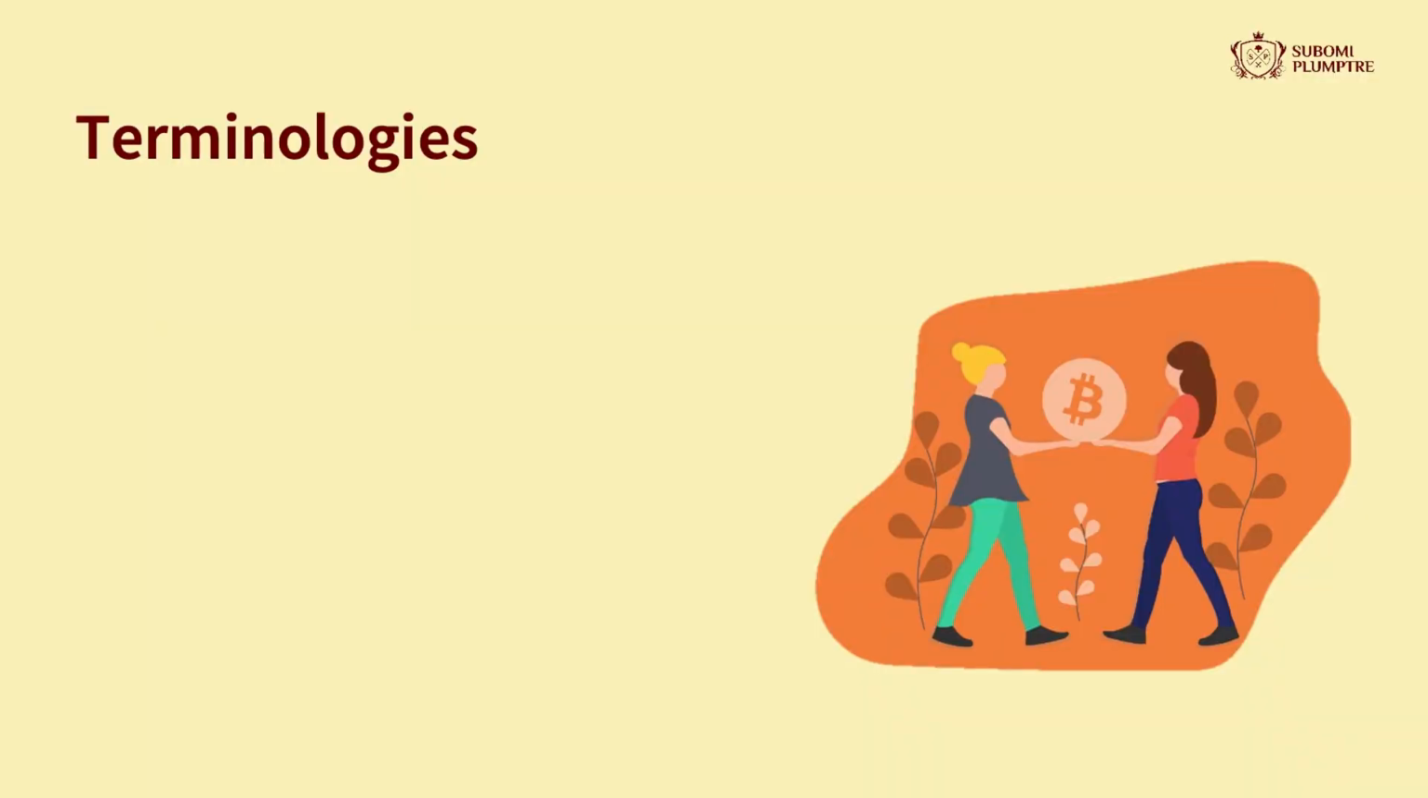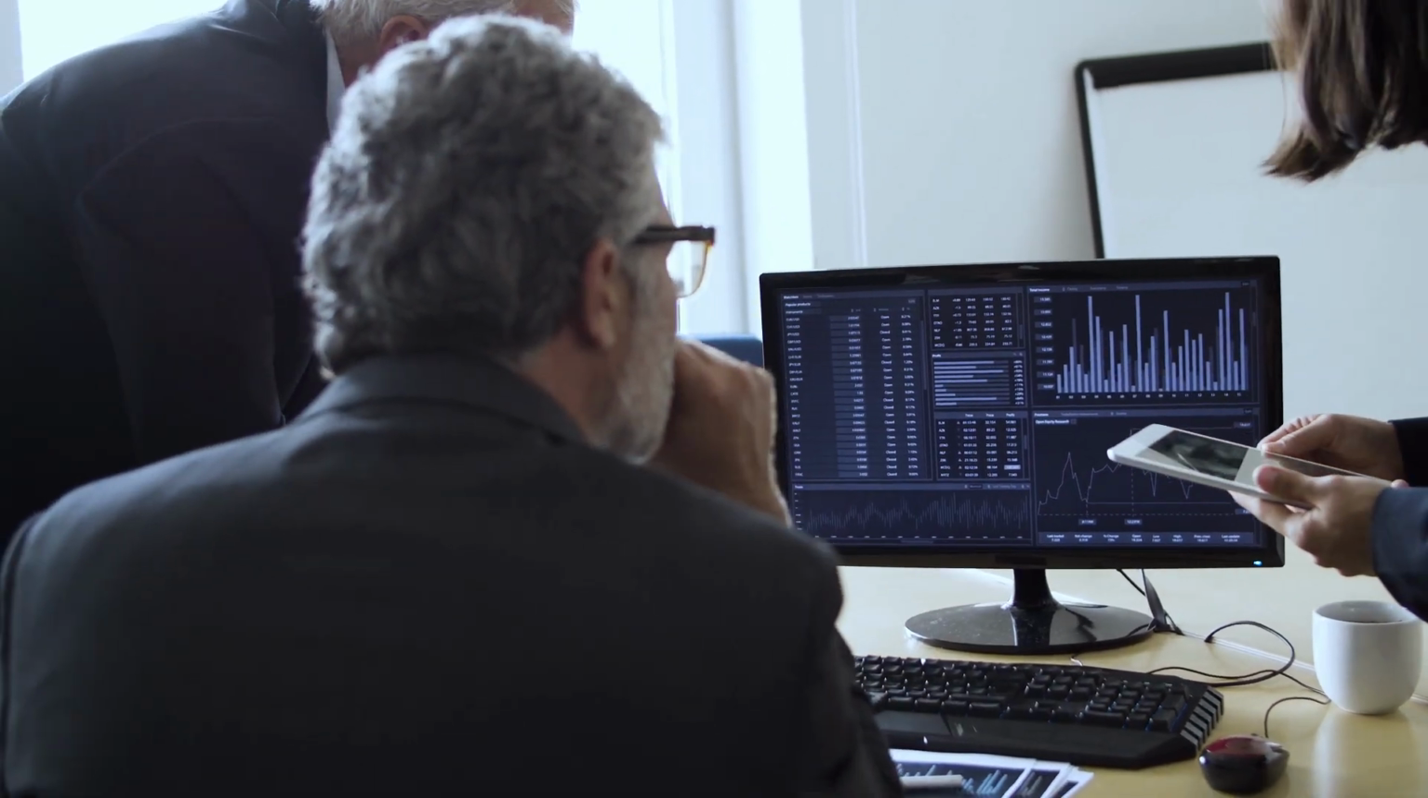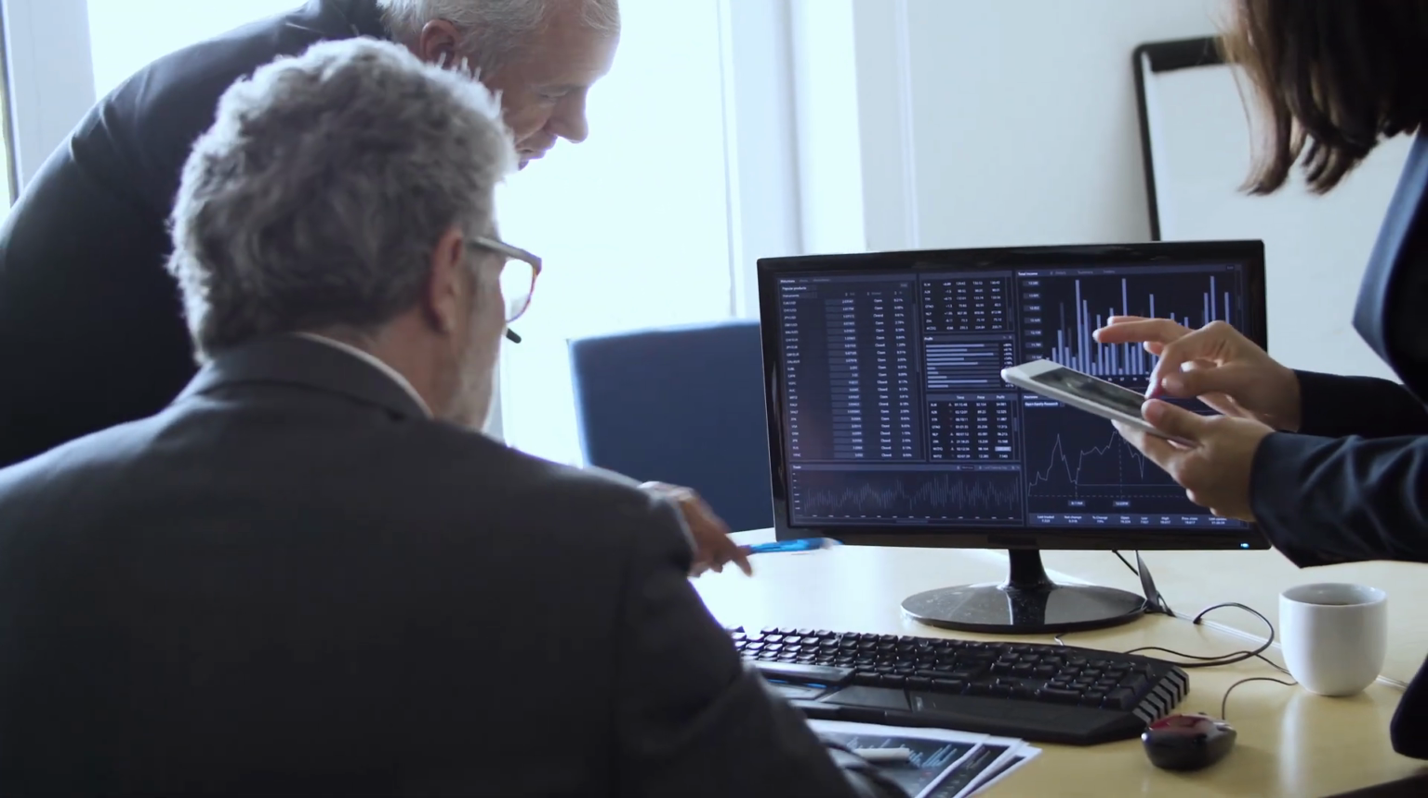Okay, now here are some terminologies for cryptocurrency that you will hear time and time again. Your wallet is your account. So similar to a bank account, your wallet is where you store cryptocurrency. An exchange is where you trade. So I've been talking a lot about exchanges. An exchange is simply that, an exchange. It's where you go to buy and it's where you go to sell.